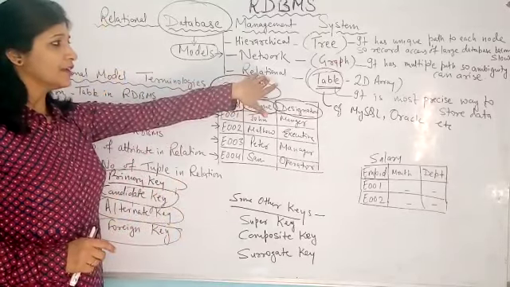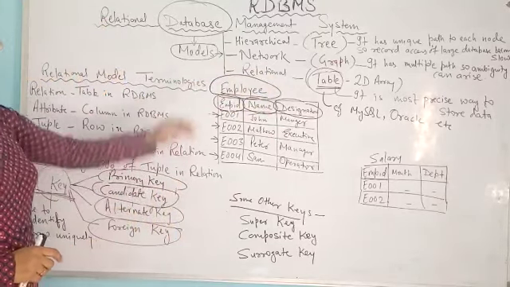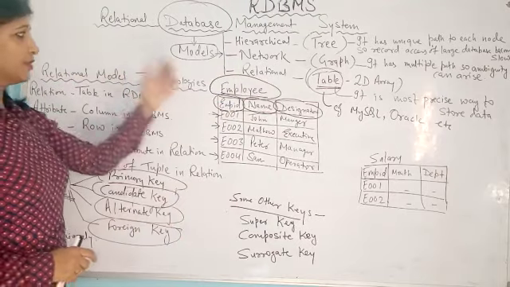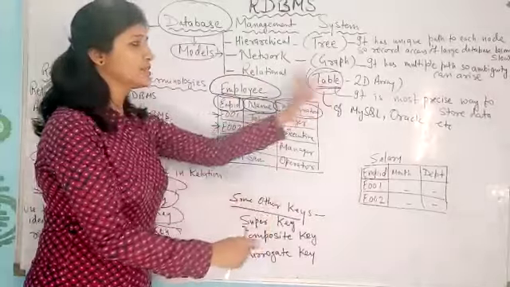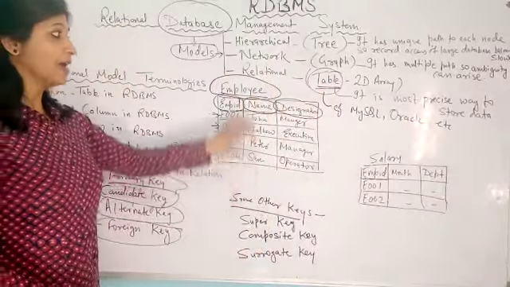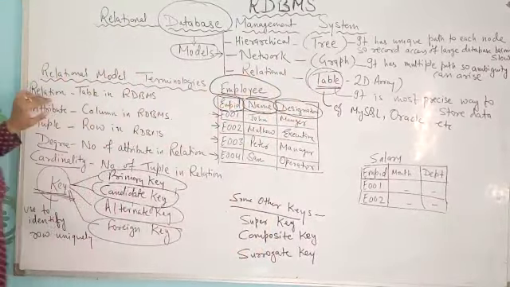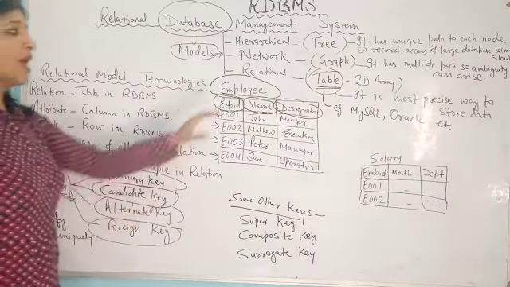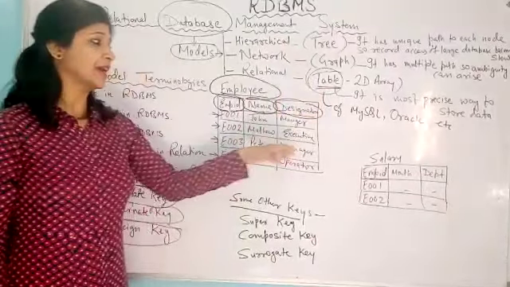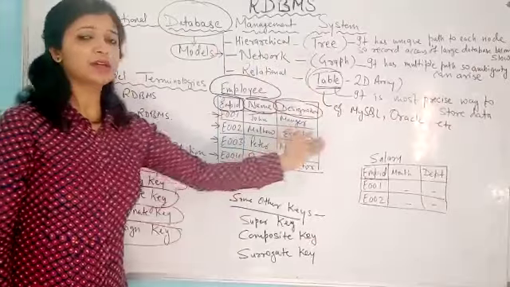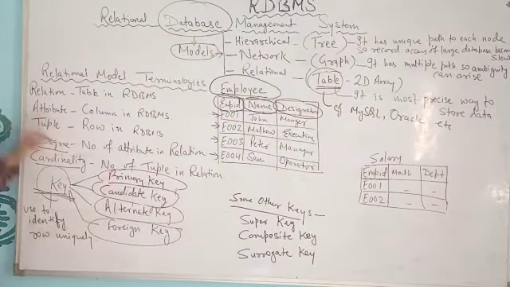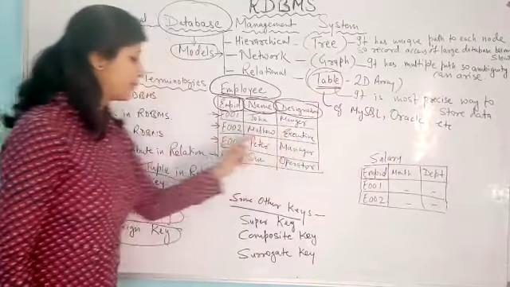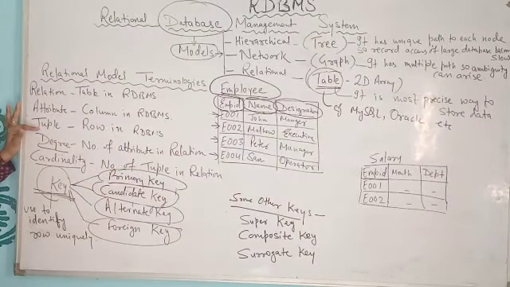Now, in relational database management, we use some unique terminologies. In the relational data model, we use a table to store the data, and a table is known as a relation. Now, as we know, each table contains columns and rows. A column is termed an attribute here, and each row is termed a tuple here.